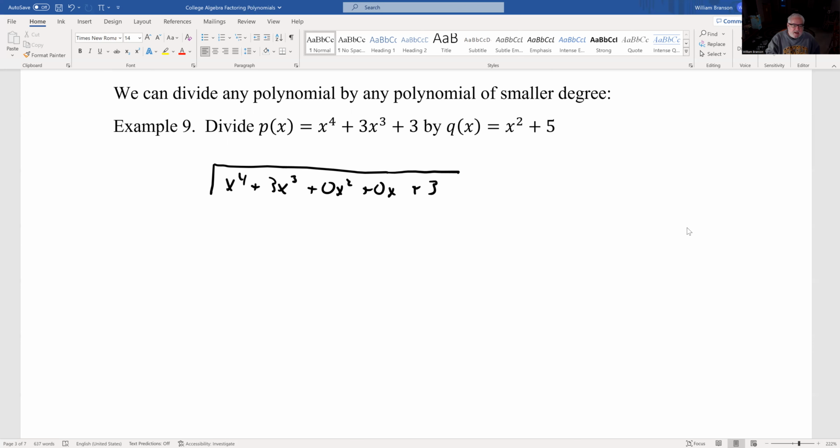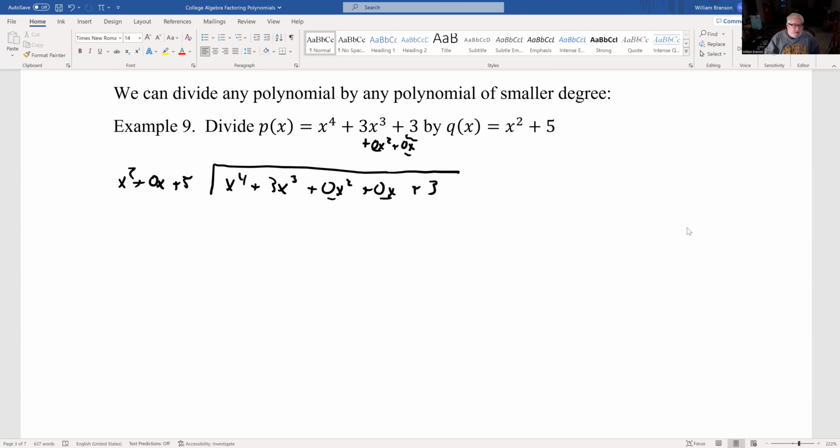Right? So this has got no x squared term and no x term, but remember those mean that the coefficients are 0. And so we want to keep those in our statement here, because we want to keep everything nice and orderly, and we don't want to lose those terms. Same thing here. This is x squared plus 0x plus 5. So have a term for every possible power, right? 4, 3, 2, 1, and 0.